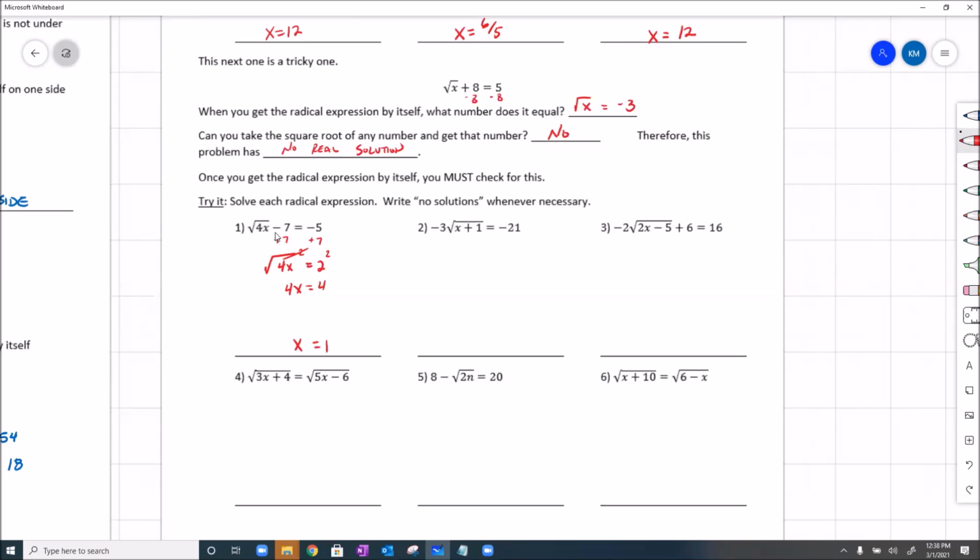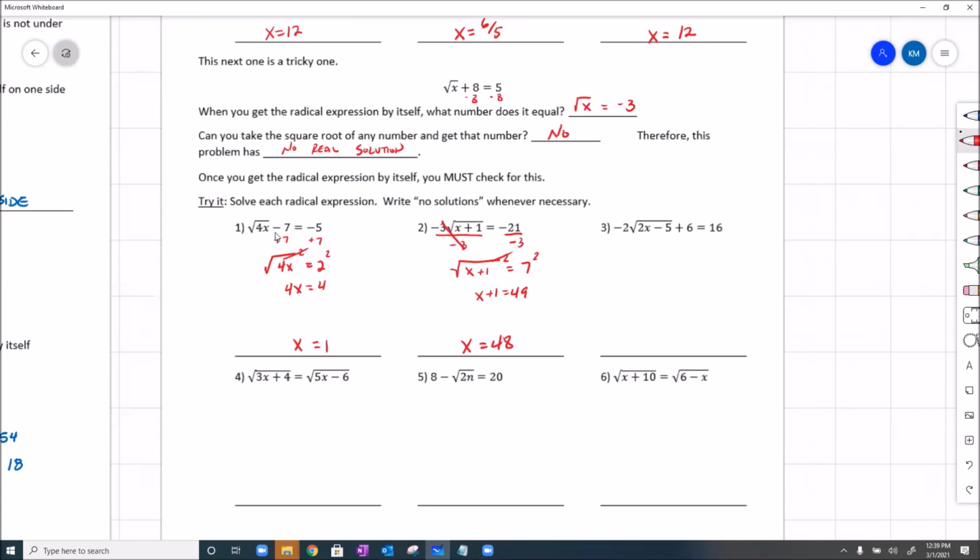Number 2, there's a negative at the beginning, but our radical is not by itself. So until our radical is by itself, we're not checking if our problem is possible or not. Divide both sides by -3. Now my radical is by itself. Radical x plus 1 equals 7. All right, square both sides. x plus 1 equals 49. Subtract 1 from both sides. x equals 48.